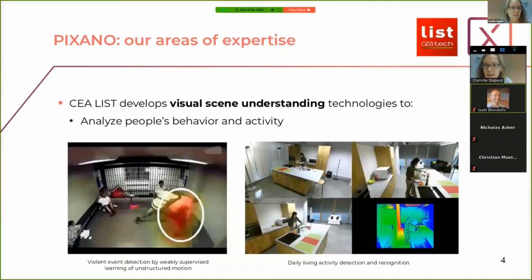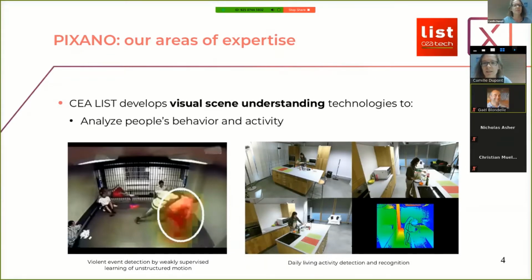And the last example I'm going to give you is the analysis of the behavior and the activity. On the left, we have an image where we want to detect violence in a scene, and another example on the right where we want to analyze the activity of a person, maybe in a retirement home. We want to make sure that the person cooks and eats and does a lot of activities that we want to analyze.